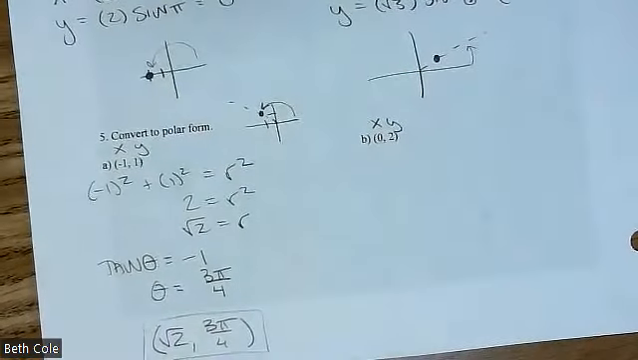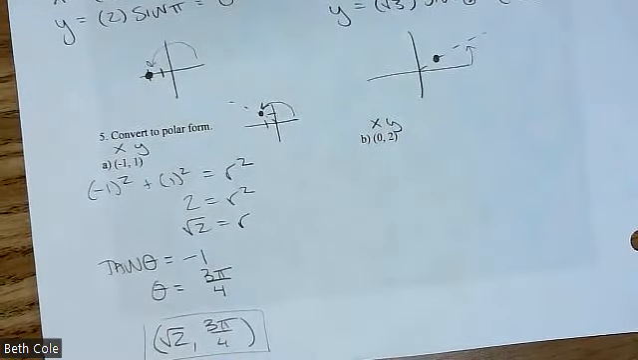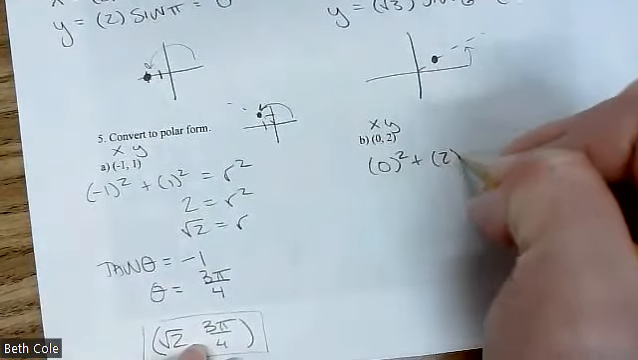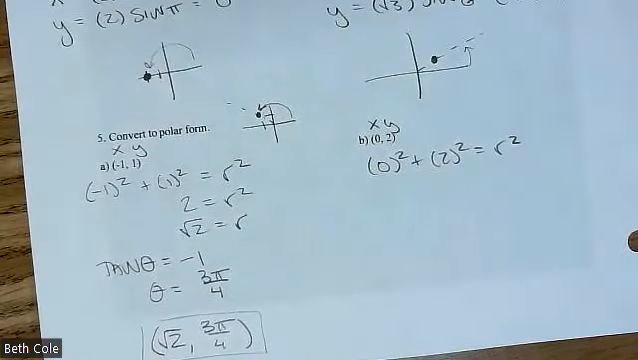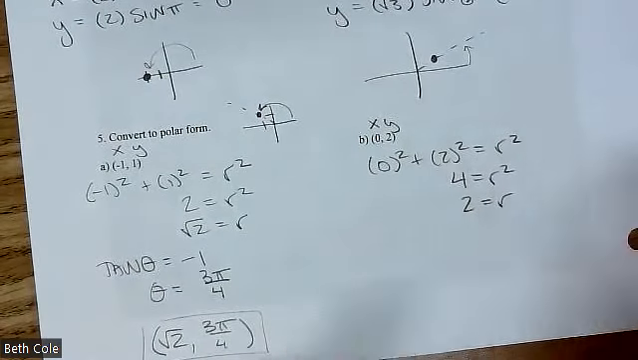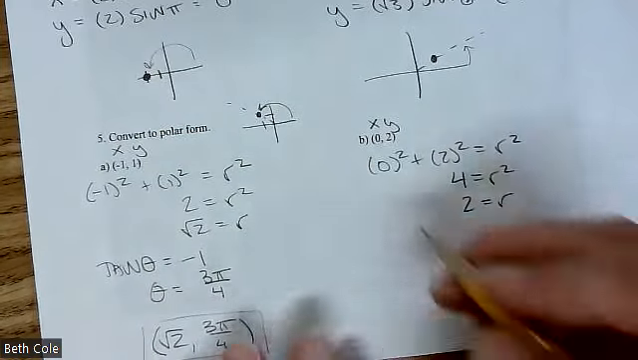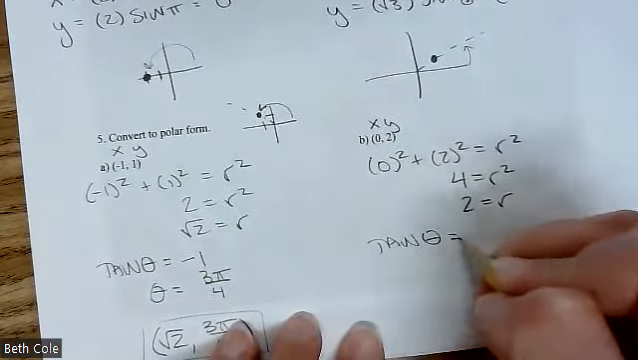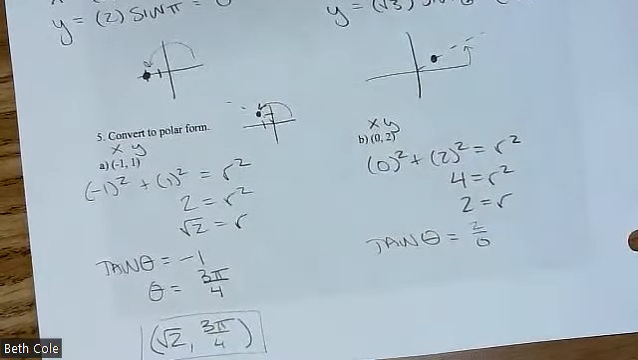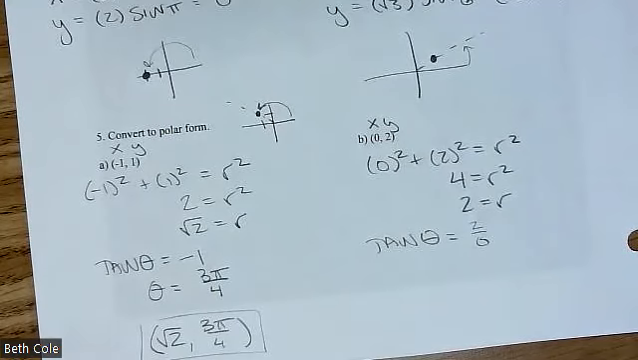All right, so this is X and Y. We need R and theta. So to get R, you're just going to do Pythagorean theorem. So that would be 4 equals R squared. R is 2. And then we're going to use tangent to get our theta. So tangent of theta equals y over x. That's going to be 2 over 0. And that's undefined. That means there's an asymptote there.